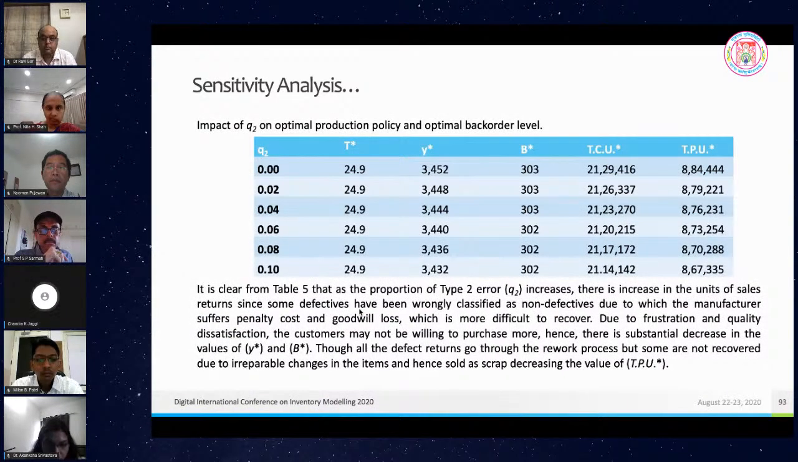Now it is Q2, the error 2. Now there is an increase in the number of unit sales returned since the defectives have been wrongly classified as non-defective, due to which the manufacturer suffers penalty cost and a goodwill loss. That is basically damaging for any business. That is a goodwill loss. Because once the goodwill goes, it has an overall impact on your business, and overall the demand, not only for that product, maybe the demand for other products may also go down, which is difficult to recover due to frustration and quality dissatisfaction by the customer, who may not be willing to purchase. That's what I said. It is not only about that product, it may have an impact on the other products of that company as well. Next, please.